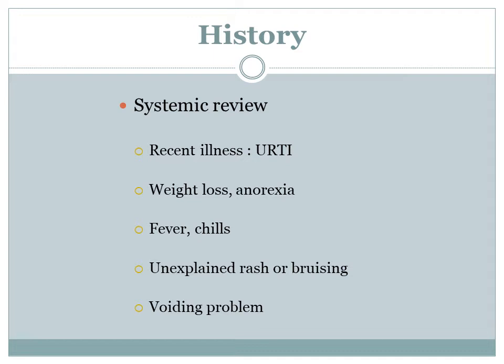The weight loss or anorexia, which could give attention to the etiology of the presence of metastatic bone disease or the presence of bone neoplasm. Fever or chills for cases of infection, for example, osteomyelitis or septic arthritis. The presence of unexplained rash or bruising, which is associated with certain blood diseases, can be the key for your diagnosis of this presenting complaint of limping.